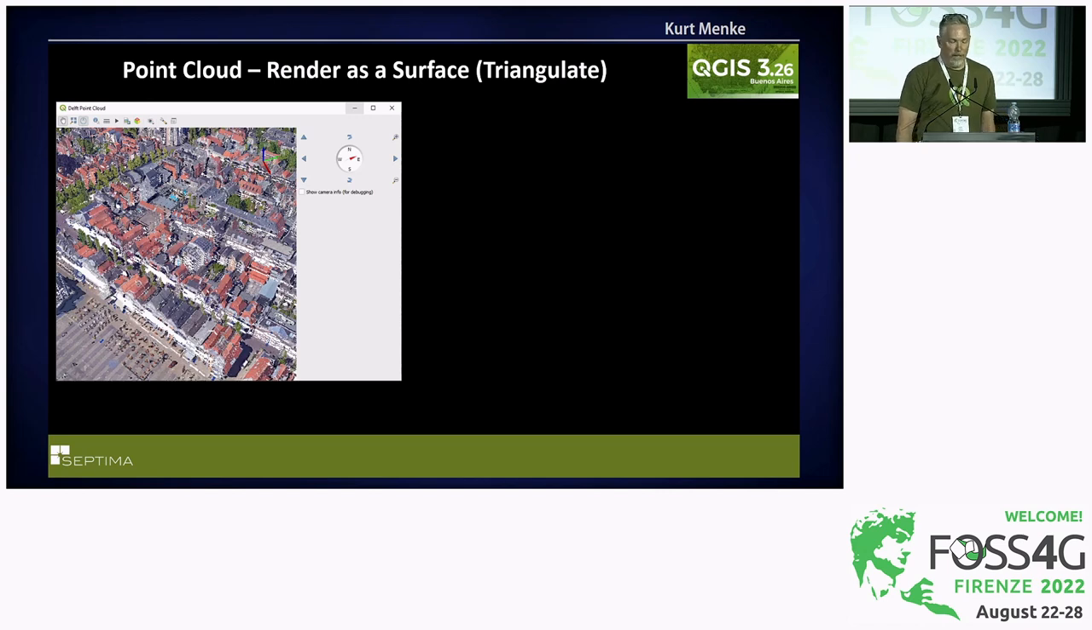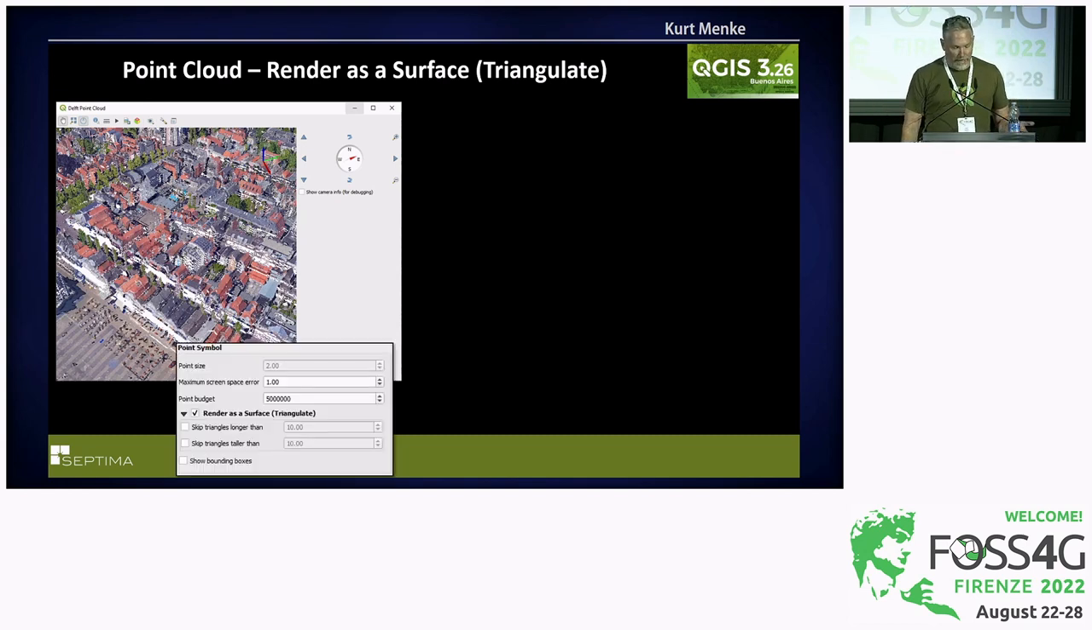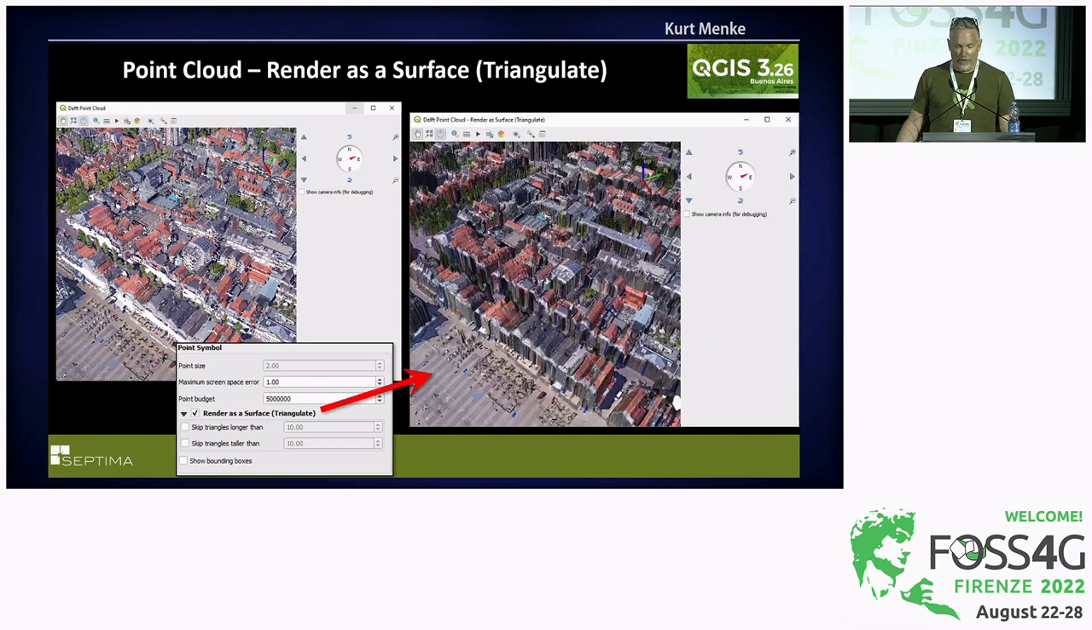And lastly, there's this feature to render point clouds as a surface. So here I have that same Delft in the Netherlands point cloud data rendered in RGB, and you get the kind of gaps between the points. If I open up the layer styling panel, I can check this option to render as a surface, which uses a 2.5D triangulation algorithm, and it turns the surface into a solid view, which is really nice. So the 3D environment and point cloud support, all of this is just continuing to grow by leaps and bounds with each new release right now.